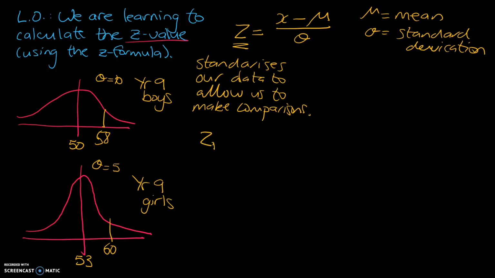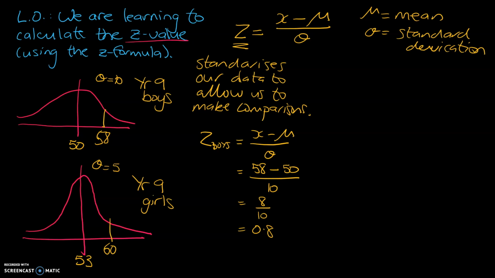So the Z value for the boys, that is going to be equal to X minus mu divided by the standard deviation. And that X value is 58 because that's the weight of the boy we are interested in. That is going to be minus 50 kilos, which is the mean for the year 9 boys, and that's going to be divided by the standard deviation of 10. That becomes 8 over 10, which has a Z value of 0.8.